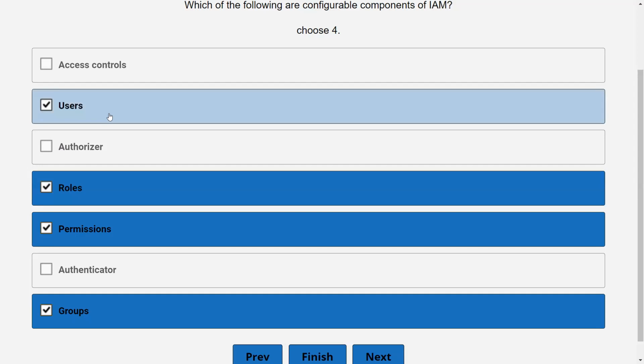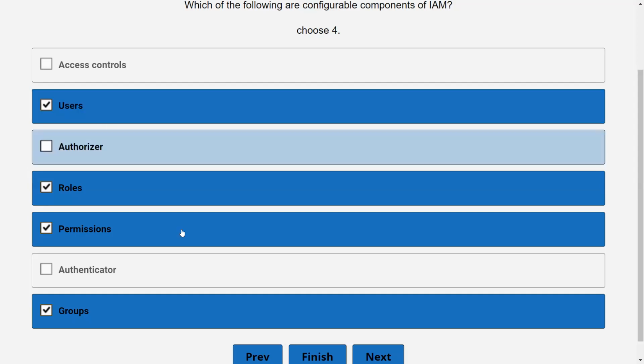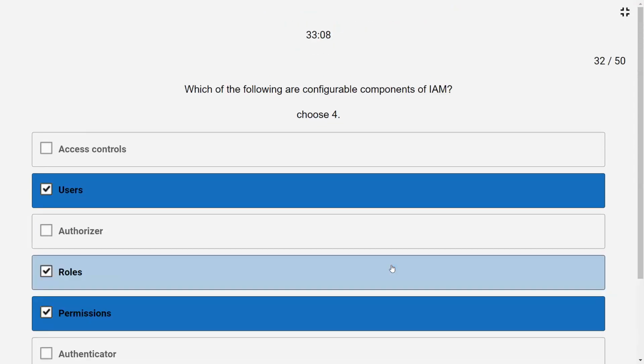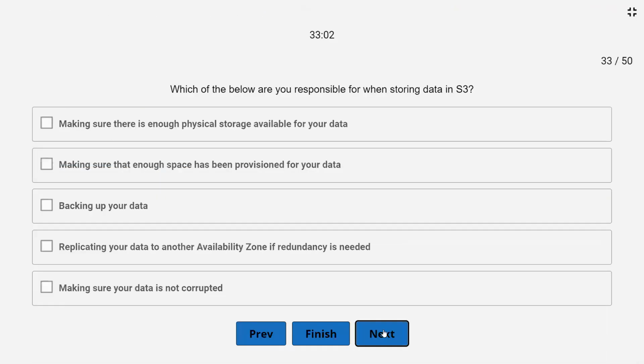Let's note the question number. Okay. That's question 32. Okay. Oh, these frogs.